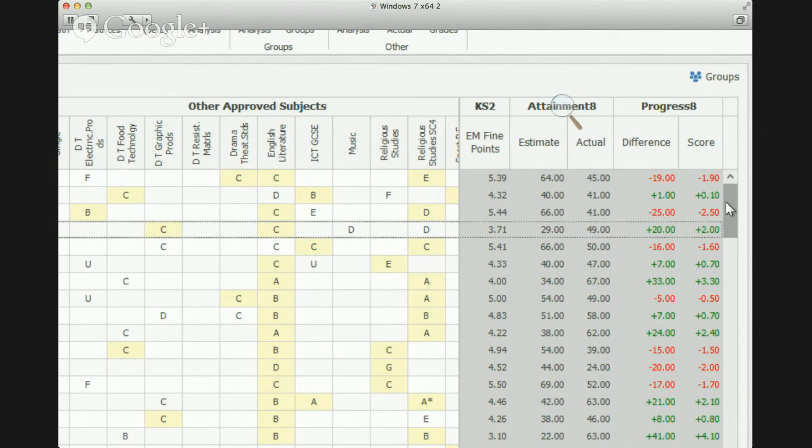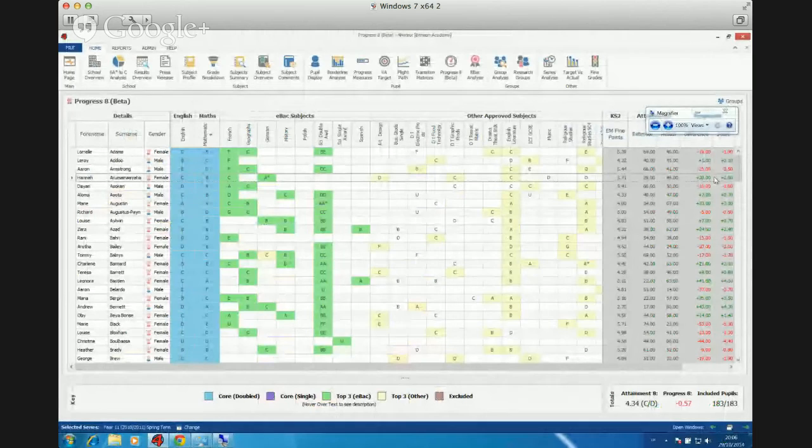And what happens is then all we do is we average across the whole cohort, all of these people, and we find that we will then end up with a Progress 8 score across the entire cohort. And so this would be indicated as minus 0.57, which means, as I said earlier, on average students in this school do just over half a grade worse than is expected.